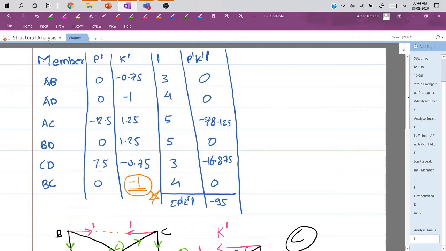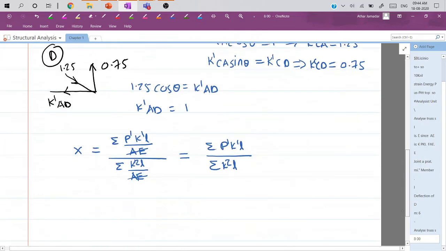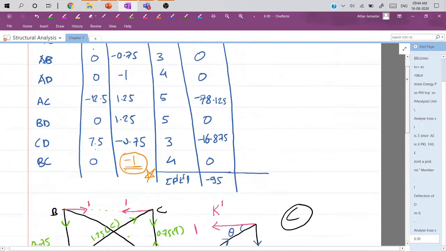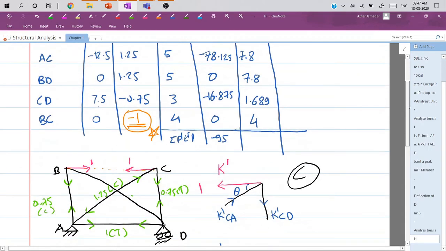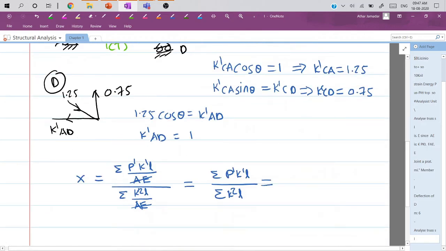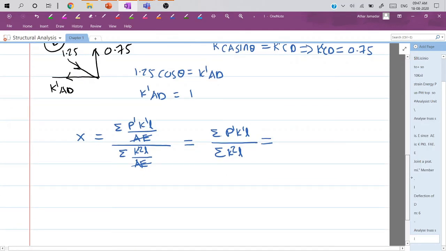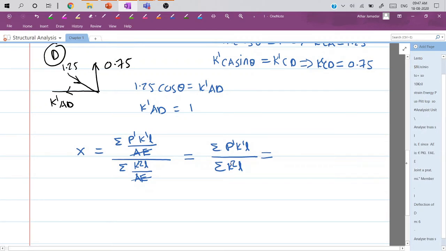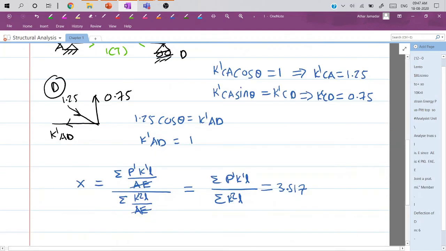After that we will be needing another column, that is K square L. If you see this formula, we will be needing summation of K square L. So these are the values for K square L. If I take the summation of this K square L, it is 7.008. So if I put here the summation of P dash K dash into L divided by summation of K square L, I am getting this value of X as 517.